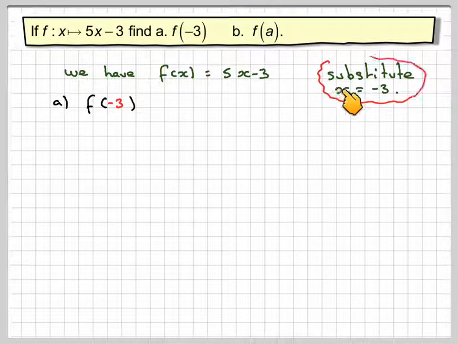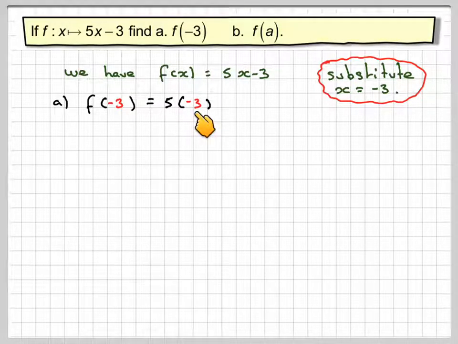What this means is substitute x into this expression here. Substitute x is equal to minus 3. So wherever there's an x, we now replace it with minus 3. So that becomes 5 times minus 3. It's always a good idea when substituting negative values into something to put it into brackets. Minus 3 for the minus 3 at the end.